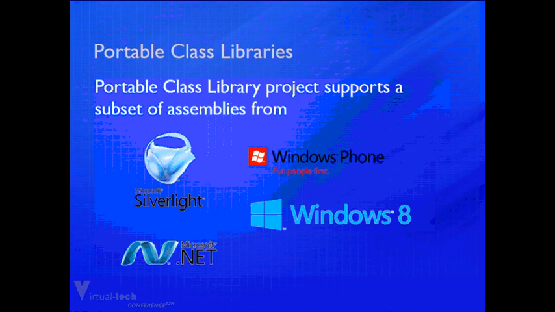The portable class library project supports, as of now, these four subsets of assemblies: Windows and Windows 8, as I already mentioned, and another one on Microsoft Silverlight as well as the Microsoft .NET platform. So right now it supports these four subsets of assemblies. Basically, Microsoft is trying to expand this in every possible way so that it will be highly used across the different platforms.